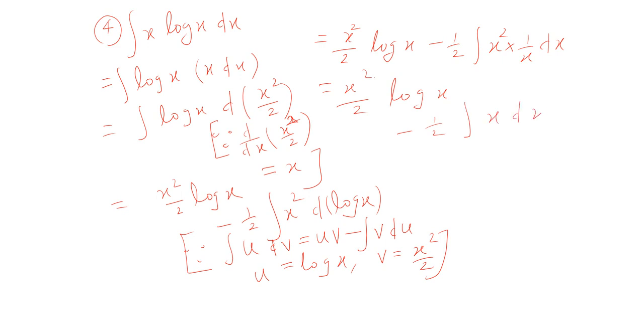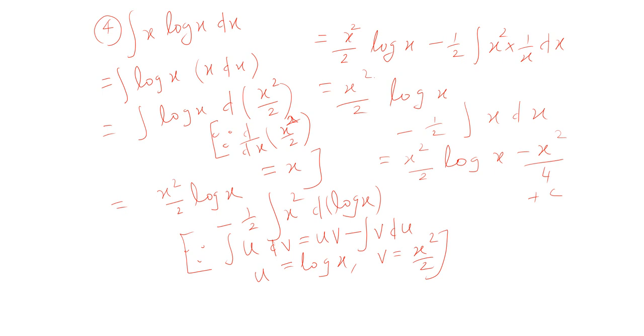1 x gets cancelled. Therefore this will get reduced to x square by 2 log x minus x square by 2 into 2, which becomes x square by 4. That will be the final answer. x square by 2 log x minus x square by 4 will be the final answer.